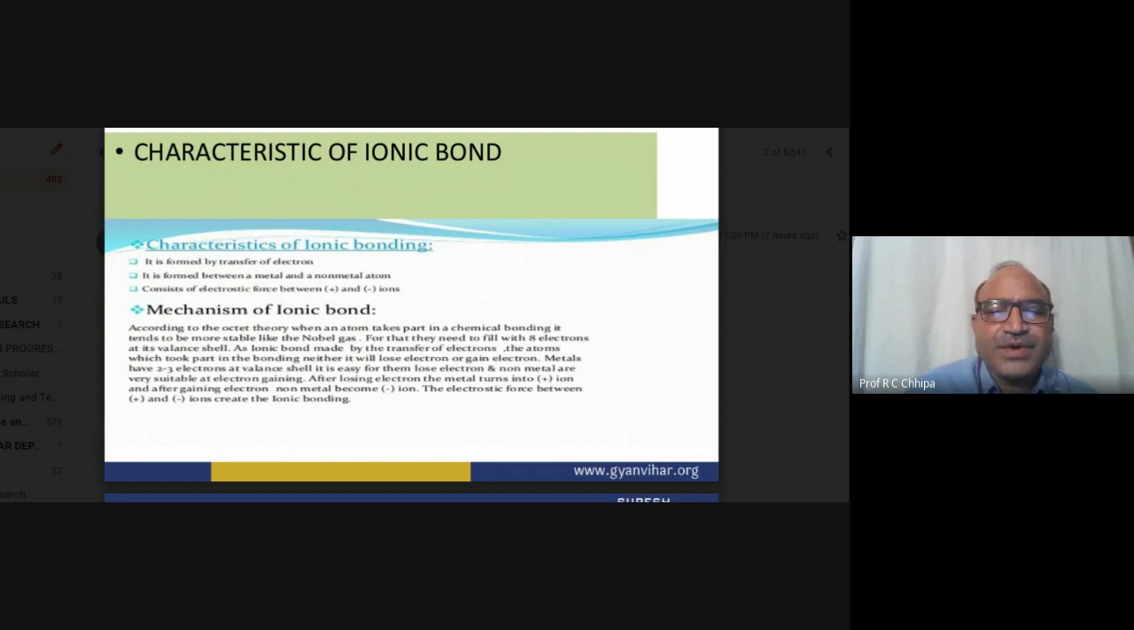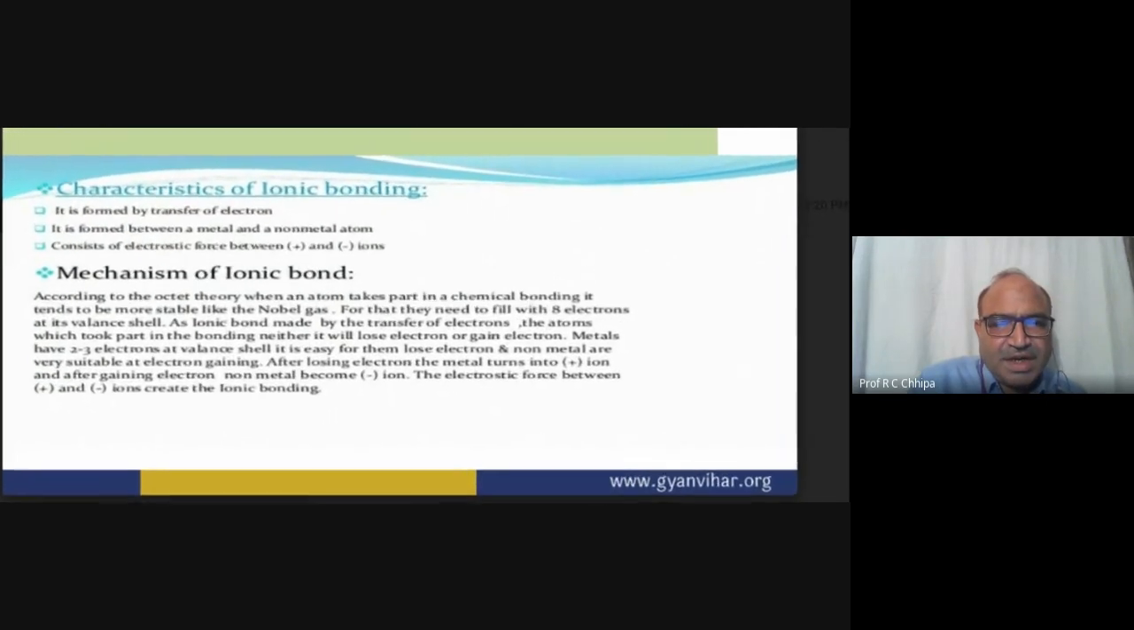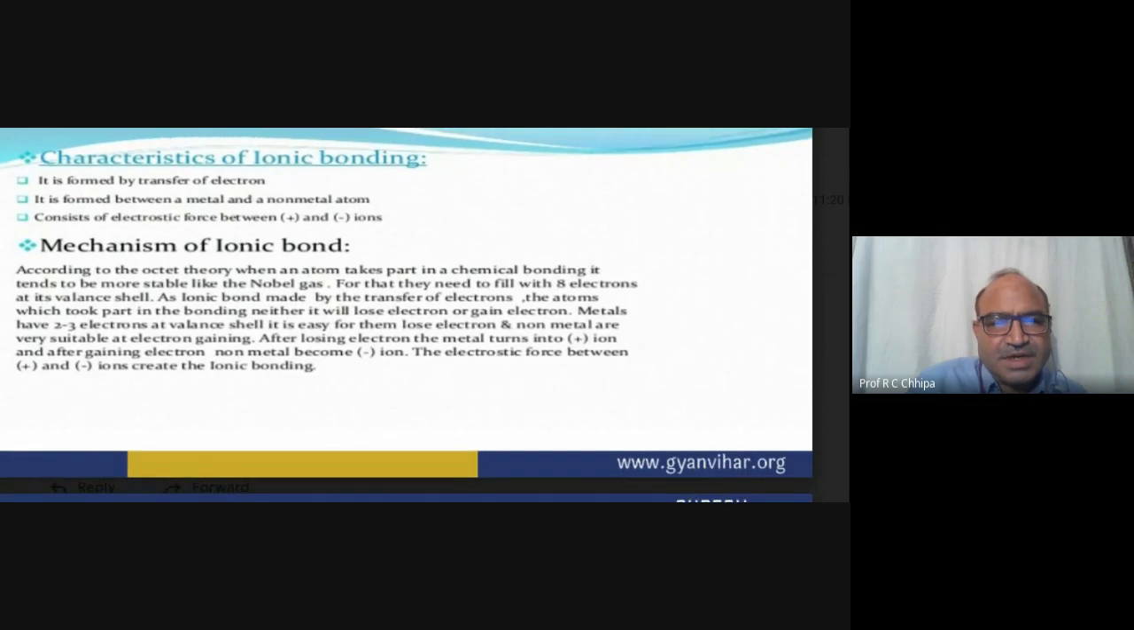The ionic compounds are generally solid, and they are soluble in water. So let's look at the mechanism of the ionic bond according to the octet theory. When an atom takes part in chemical bonding and tends to be more stable, like the noble gas configuration, it needs to fill its valence shell with 8 electrons. An ionic bond is made up by the transfer of electrons.